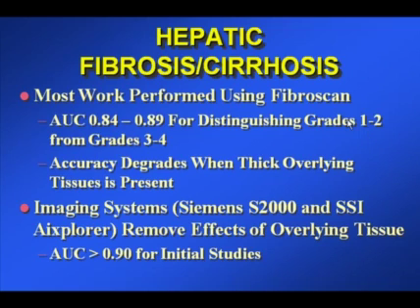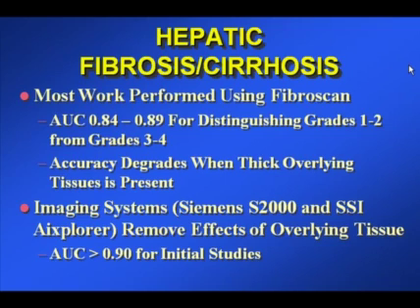This is the result of a non-imaging device called the Fibroscan, which can give you a numerical readout of relative stiffness of the liver after simply holding the device up against the side of the patient for a few seconds. Using this device, a number of papers have shown areas under the ROC curve between 0.84 and 0.89 for distinguishing grades 1 through 2 fibrosis versus grades 3 and 4 of fibrosis and cirrhosis. As expected, since it's not an imaging device, the accuracy degrades when there's thick overlying tissue or when there's little space between the ribs, which interfere with the ultrasound beam.